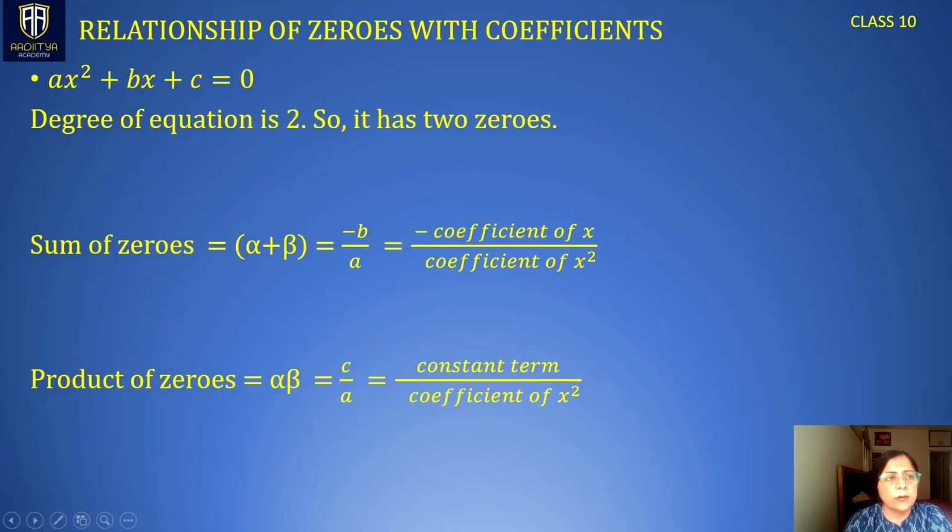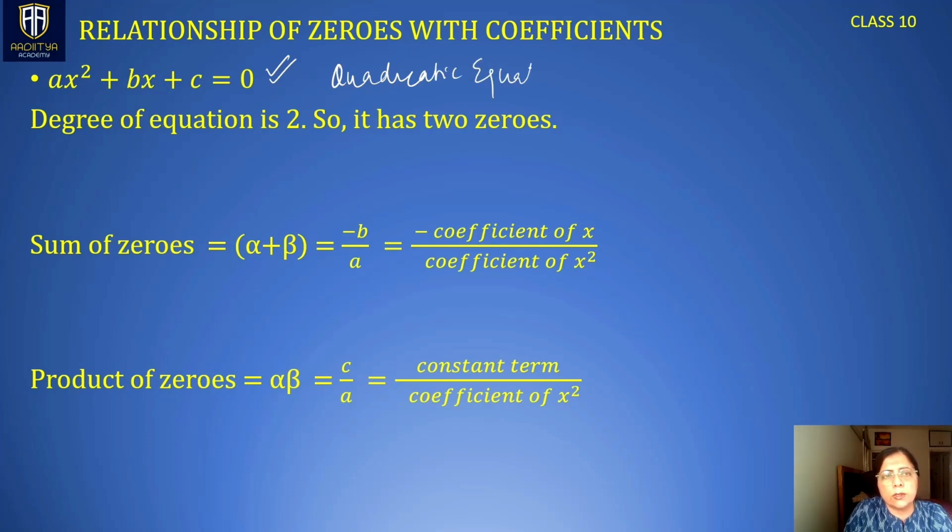Next, we have relationship of zeros with coefficients. So we just see that the standard notation of a quadratic polynomial is ax squared plus bx plus c. When we have to find the zeros, we equate that polynomial to 0. So in this case, since we are looking for zeros, we have taken this in an equation form. ax squared plus bx plus c is equal to 0 is a quadratic equation.